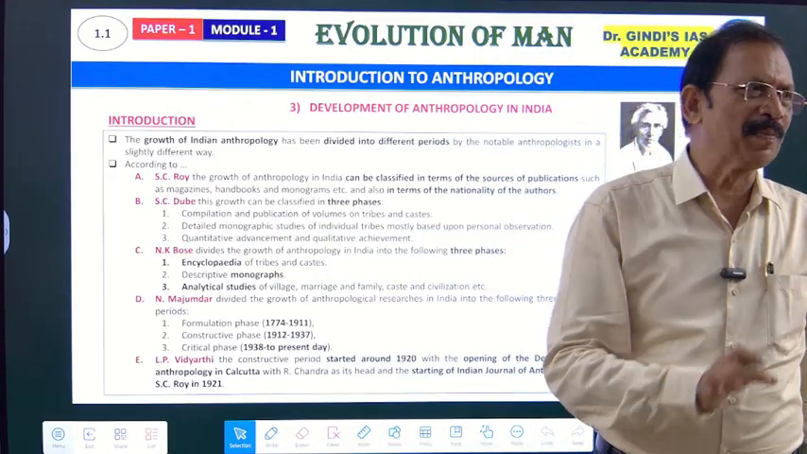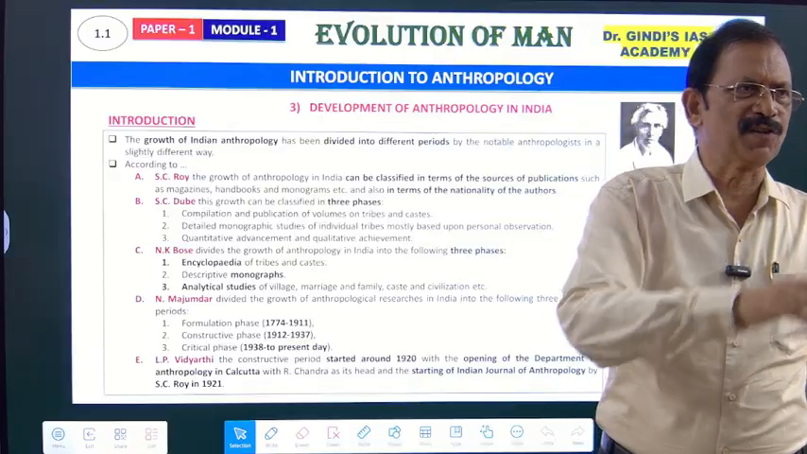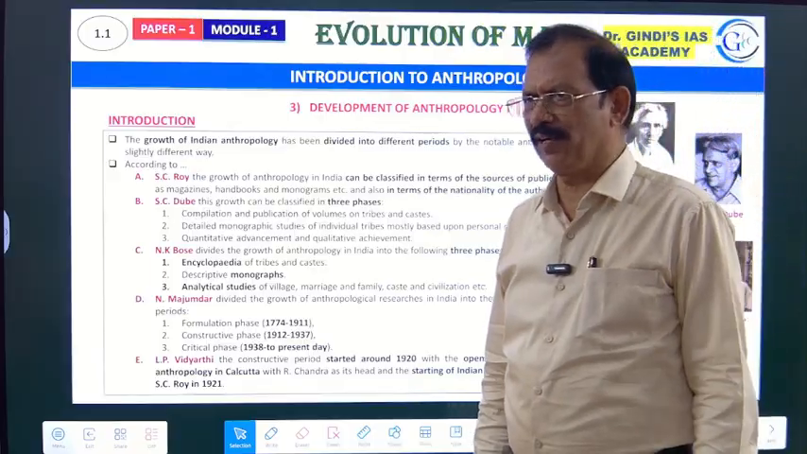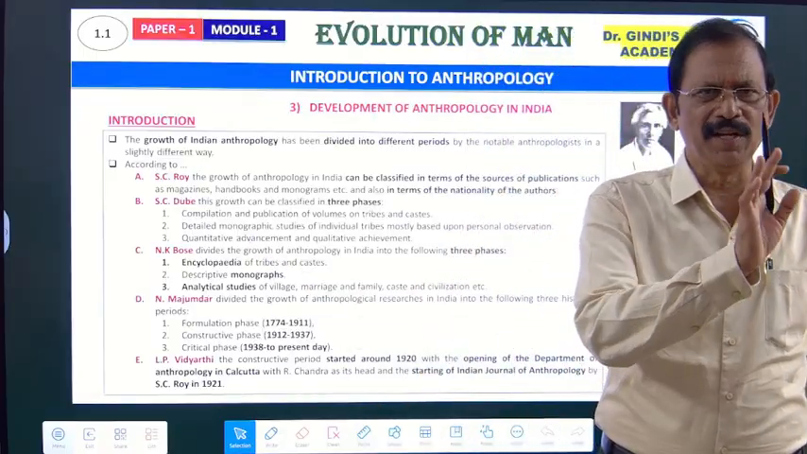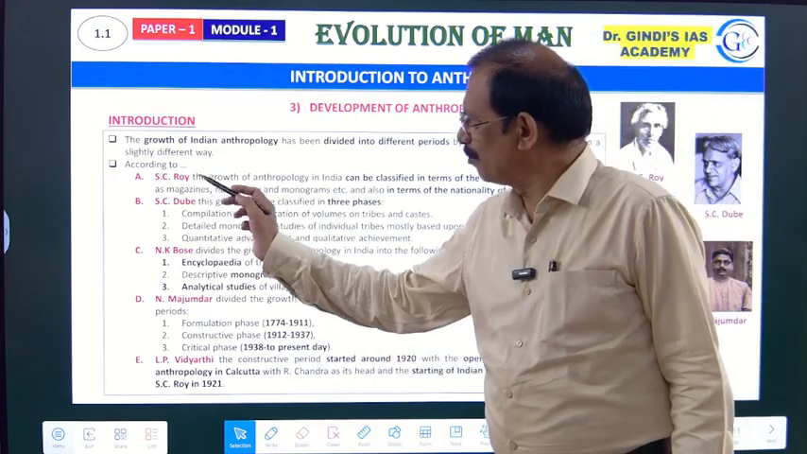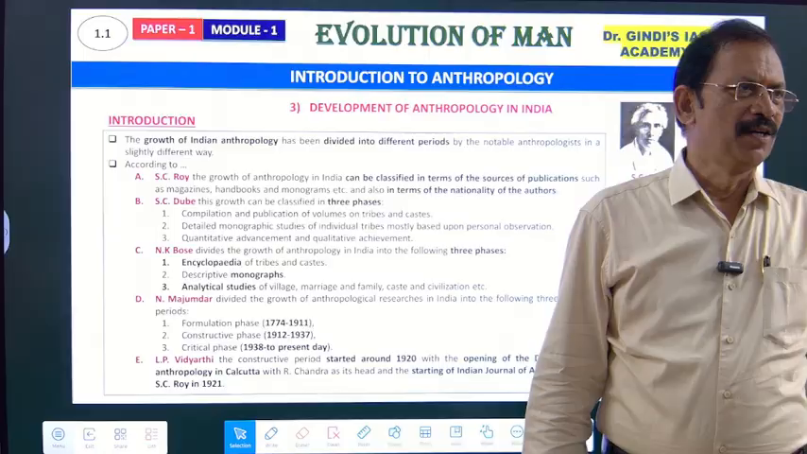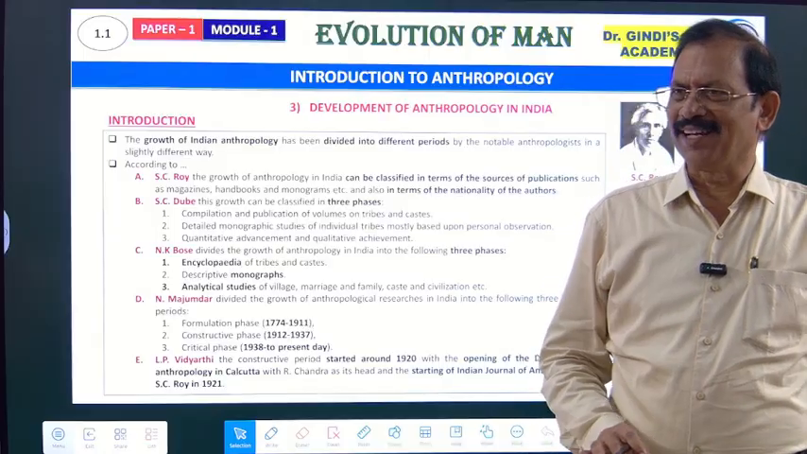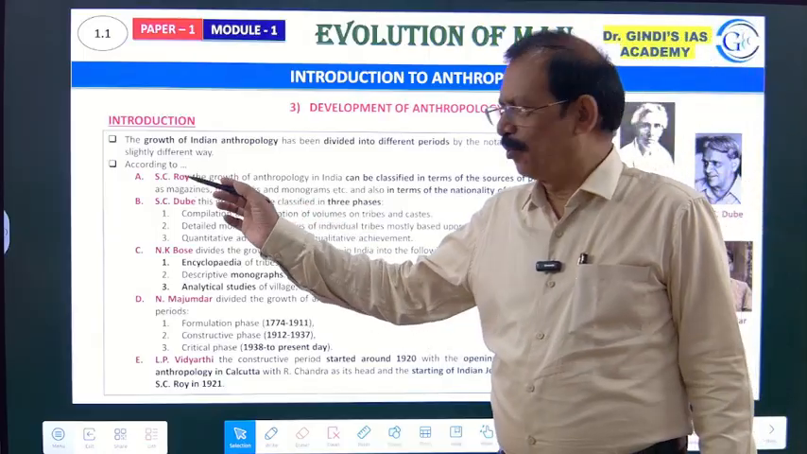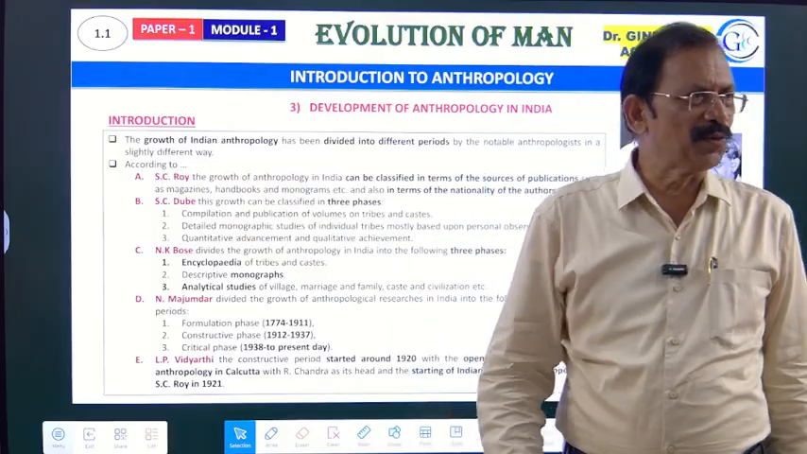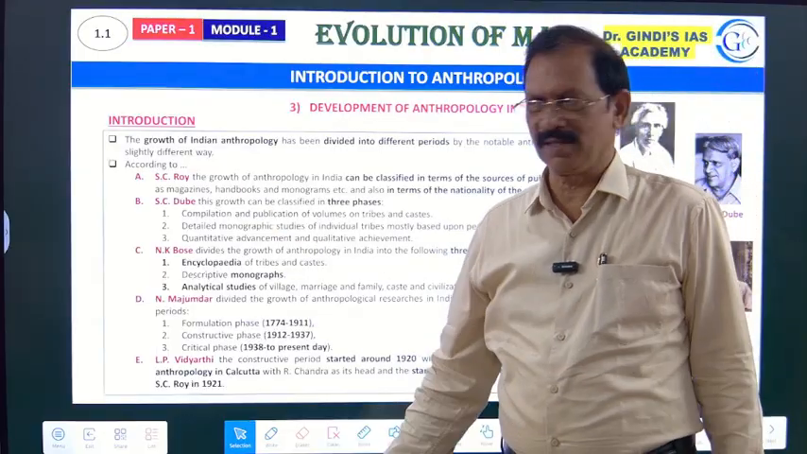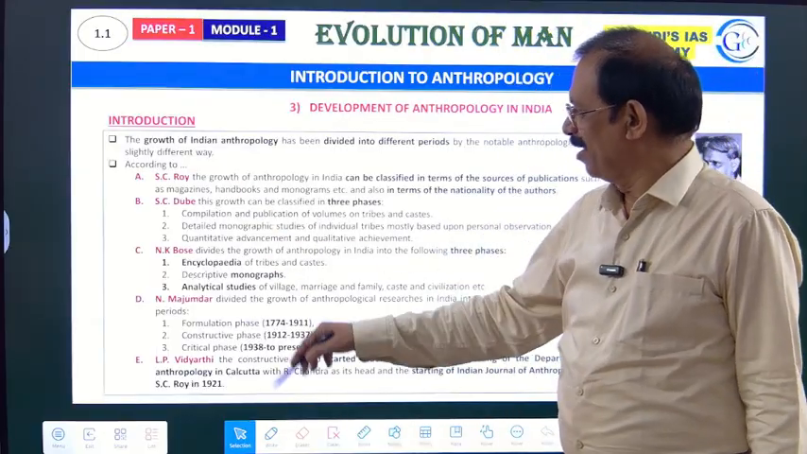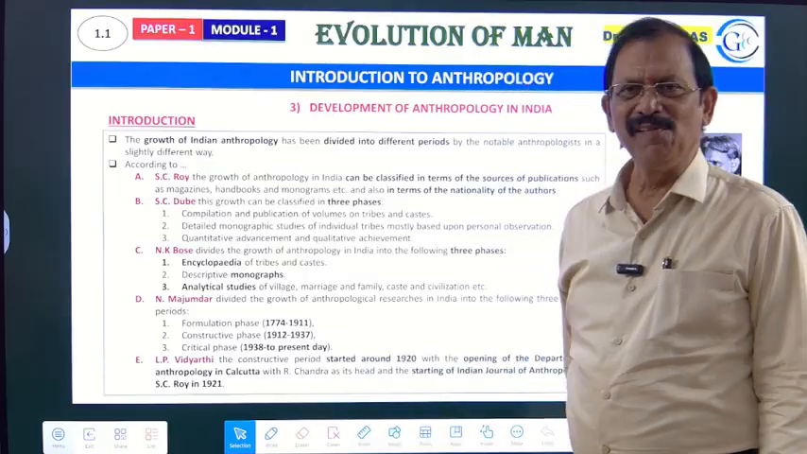I have explained the question pattern previously, and once again for the new batch. S.C. Roy also, sometimes you may get a question. Then you should be very thorough with a brief biography of S.C. Roy. So who is S.C. Roy? About his contributions to anthropology, you should prepare notes. Definitely you can write. These are the short note questions: S.C. Roy, S.C. Dubey, Bose, Majumdar and Vidyarthi.